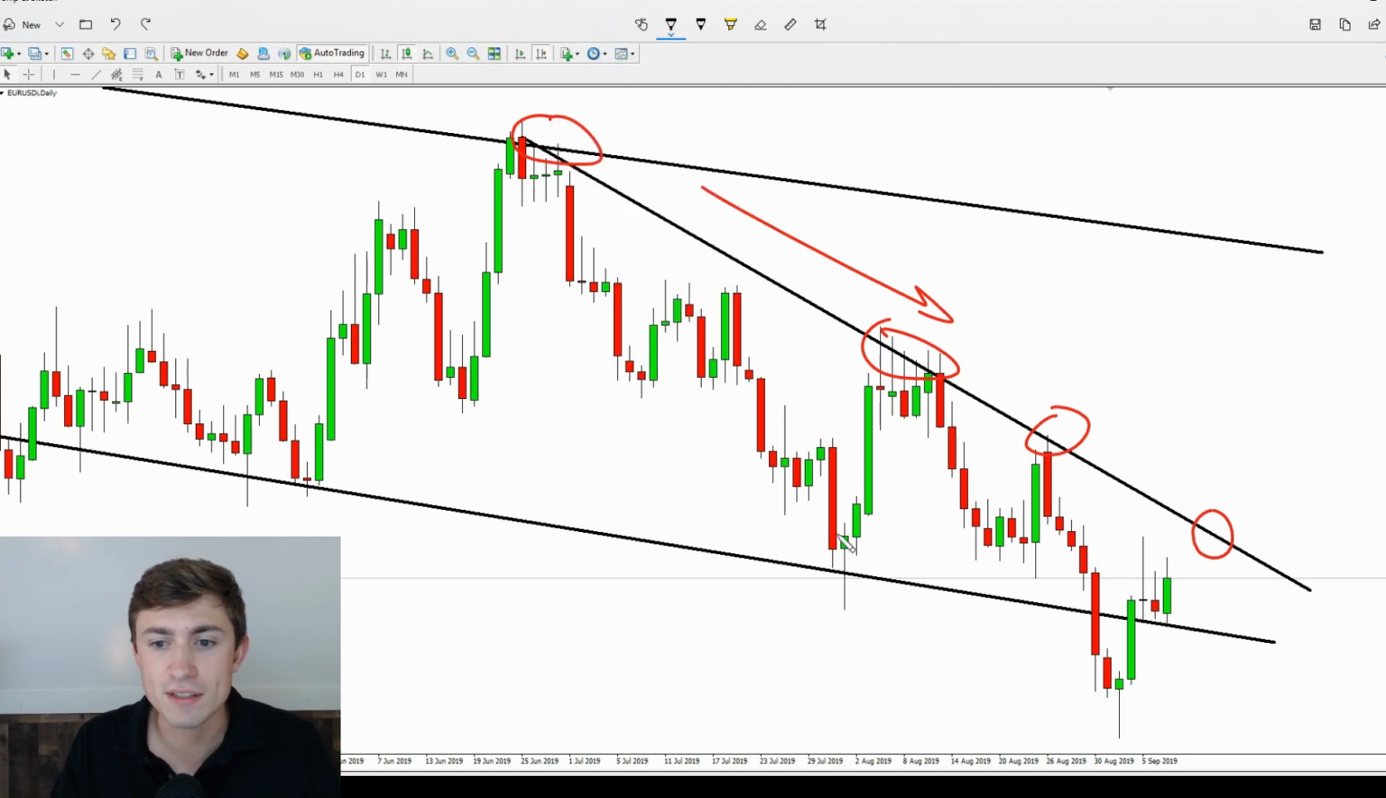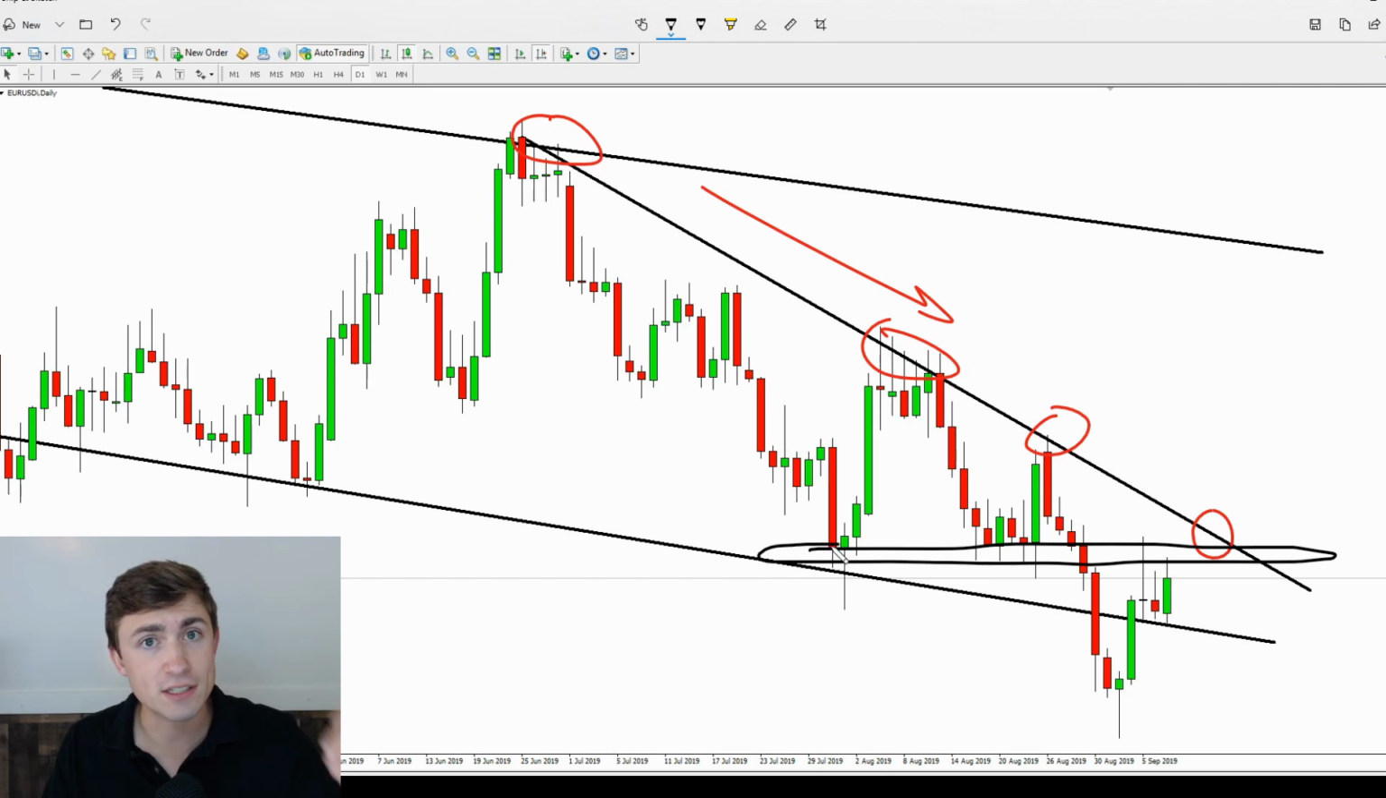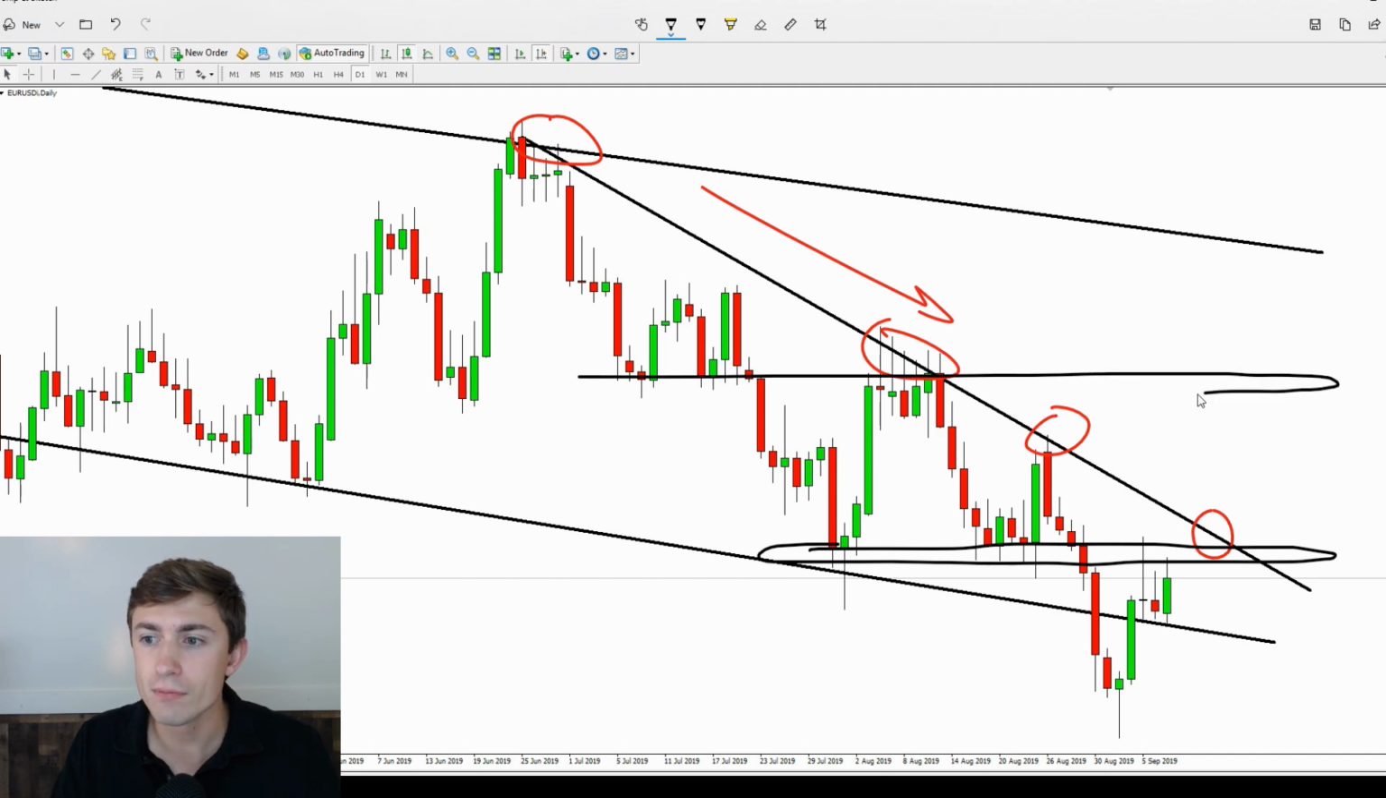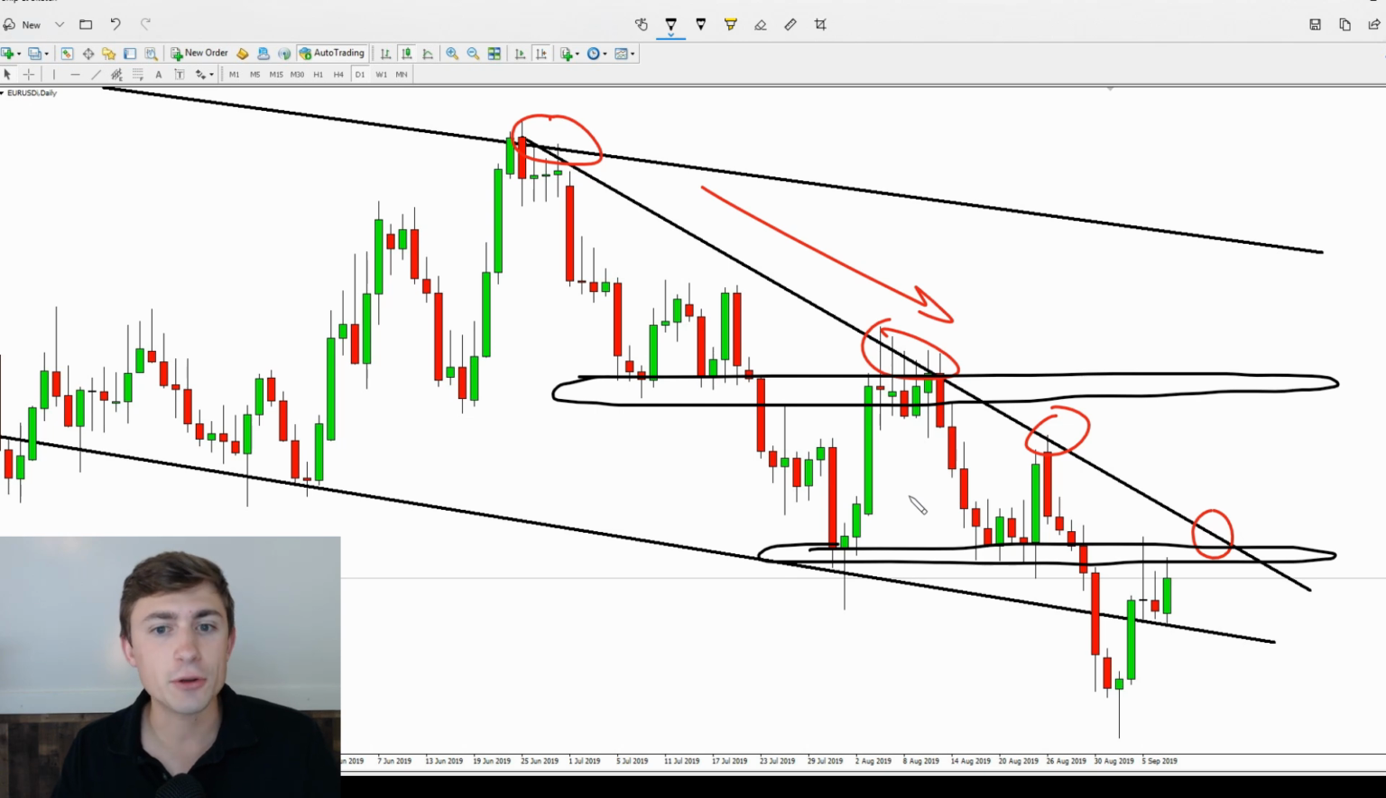For example, this level here, now we can clearly see that that area on a daily chart, remember those higher time frames, more significant. We have a daily resistance here, right? We also have a daily resistance here. Right? These areas are clearly levels of interest for buyers and sellers historically.